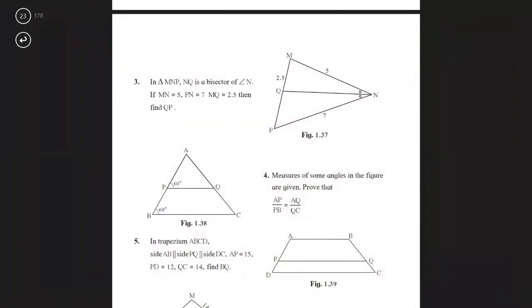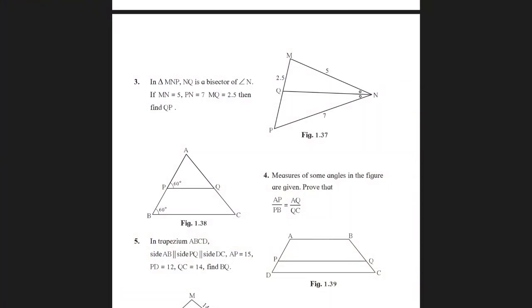Number 4. Now, measures of some angles in the figure are given. You have to prove AP upon PB equal to AQ upon QC. When you look at figure triangle ABC, you are given angle APQ is 60 degrees, angle ABC is 60 degrees. Now, when you look at this figure, what are you able to understand? When you have two angles like this, which are equal, what do you infer from that? Don't they look like corresponding angles? Yes. And if corresponding angles are congruent, what do we infer? We know that PQ is parallel to BC.